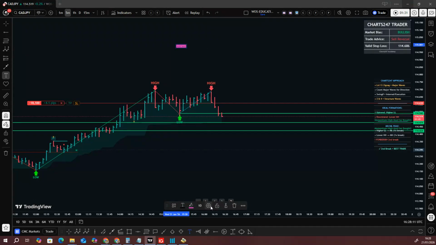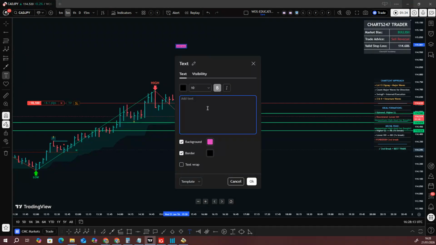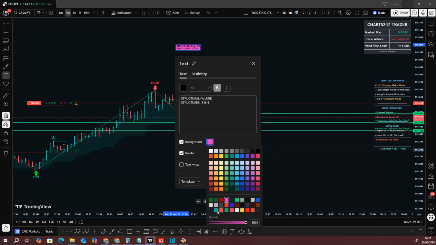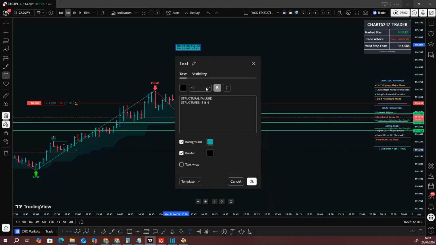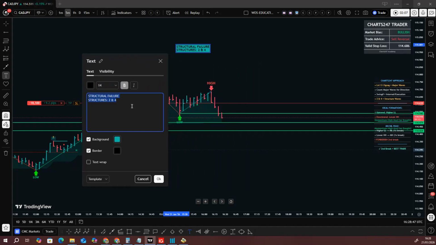Why am I saying this and my voice sounds serious is this. Okay, I'm going to type. In order for a trend to change, this is what we call the structural failure. Structures are 2 and 4. Let's make this visible. I don't know why I've got magenta on there. Okay, structural failure.